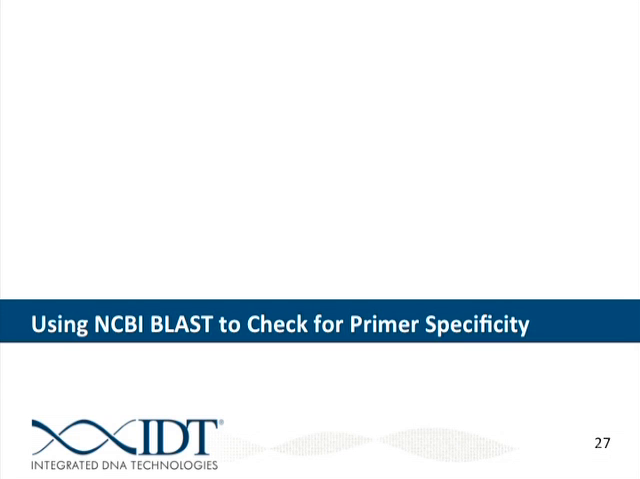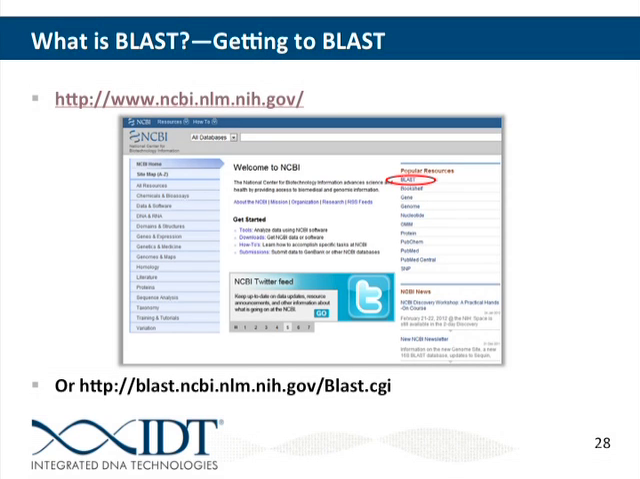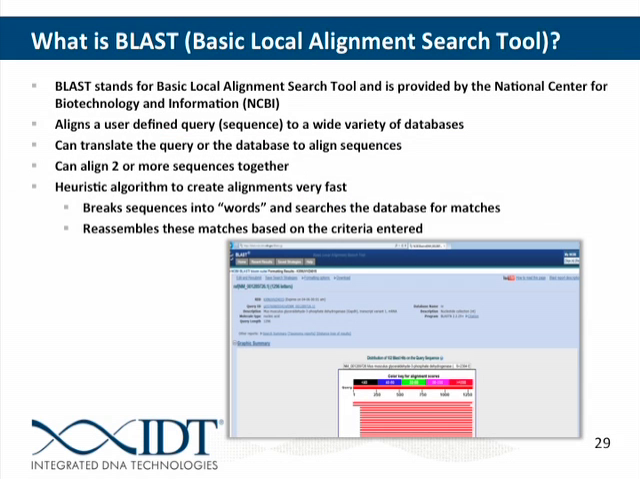So we'll go through using NCBI BLAST to check for primer specificity. Again, if we go to the NCBI homepage, you can access BLAST right from the homepage here, or you can type in the unique address for BLAST. So what is BLAST? BLAST stands for Basic Local Alignment Search Tool. And again, it's found on the NCBI database.